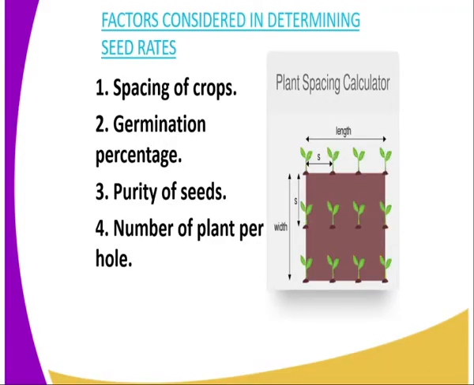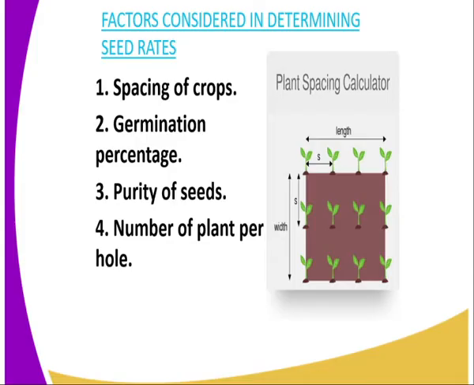The first one is spacing of crops. The closer the spacing of the crop, it means that you will use a high seed rate, or more seeds will be used to cover a given portion of land.